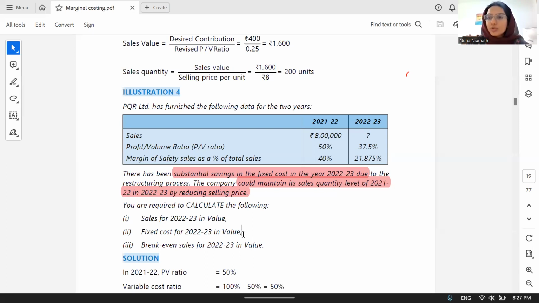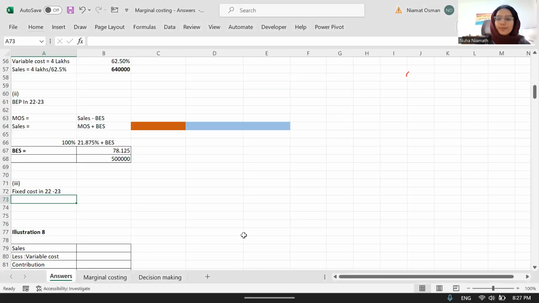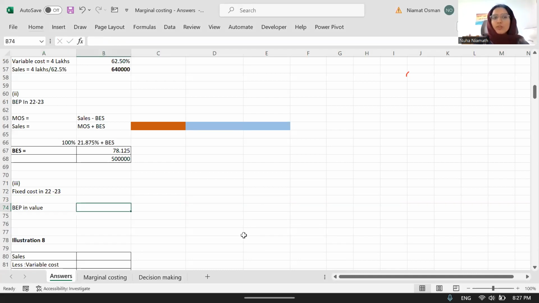What is fixed cost by PV ratio? Break-even point. Exactly. Not in units, in value. Break-even point in value is fixed cost by PV ratio. Exactly, Sana. Correct? Break-even point in value. What did we learn? We learned fixed cost by PV ratio. Correct? Remember, everybody? Correct? So now we have BEP in value, which is, Pratyusha, all okay? Are you able to recollect?